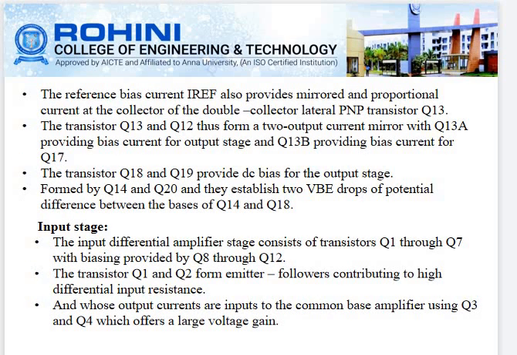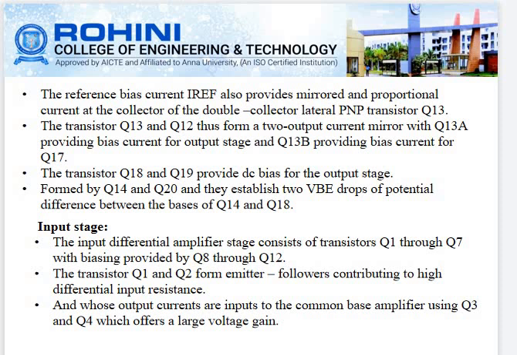The reference bias current I reference also provides a mirrored and proportional current to the collector of the double collector lateral PNP transistor Q13. The transistors Q13 and Q12 thus form a two output current mirror, with Q13A providing a bias current for the output stage and Q13B providing a bias current for Q17. The transistors Q18 and Q19 provide DC bias for the output stage formed by Q14 and Q20, and they establish two VBE drops of potential difference between the bases of Q14 and Q20.